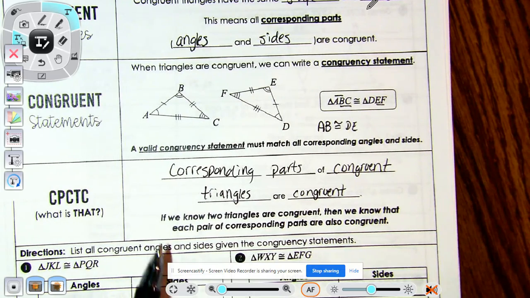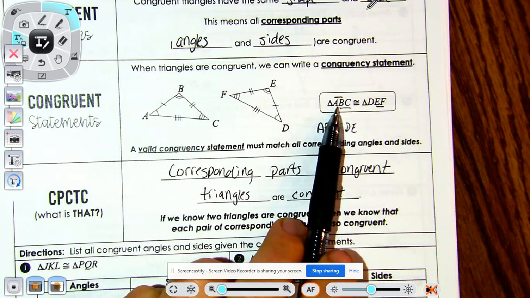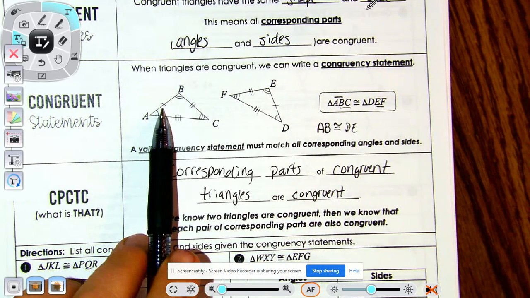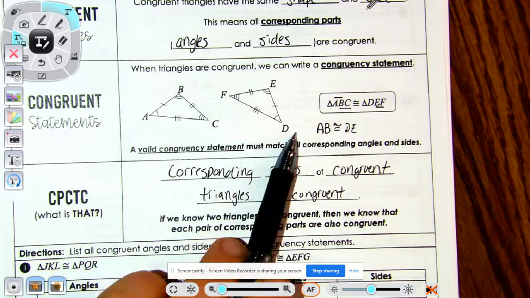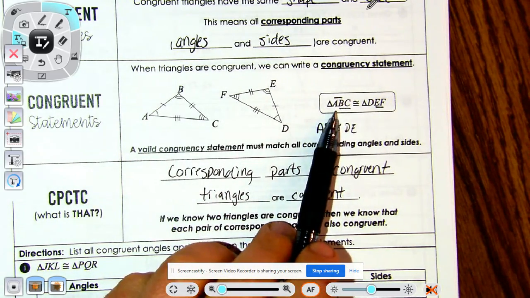If we know two triangles are congruent, then we know that each pair of corresponding angles are also congruent. So we would go through, you can either be given a diagram and you can take the information by the tick marks, by the semicircles to determine what angles are congruent, or if they gave me a congruency statement, we can take that information as I kind of showed you earlier.